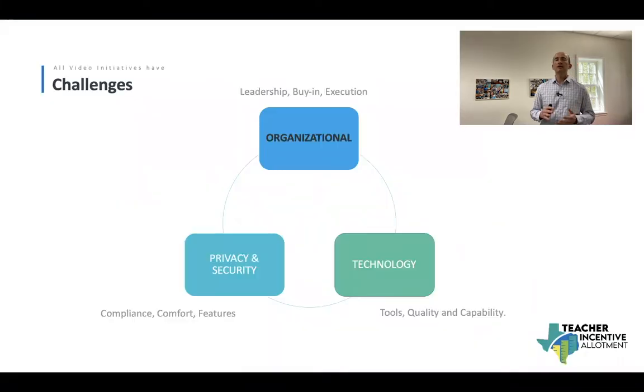We divide challenges into three major parts. There are the organizational challenges, there are technology challenges, and then there's privacy and security. I'm going to go into the details of each one and share both the challenges as well as the solutions that we have come up with.